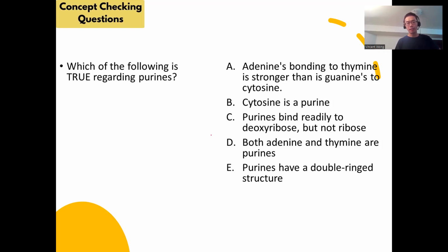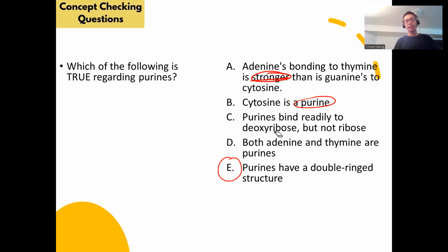The correct answer is the last one. Purines have double rings, right? Double ring structure. Let's look at why the other ones are wrong. Adenine's bonding to thymine is stronger? Nope, it's weaker than C and G. C and G have 3 bonds, A and T have 2 bonds. Cytosine is a purine? Nope, it's a pyrimidine. Remember?